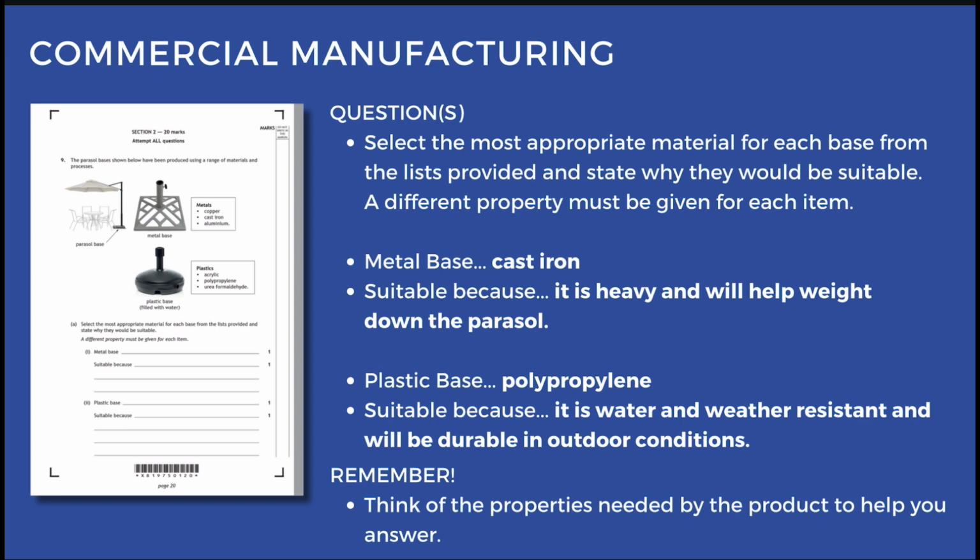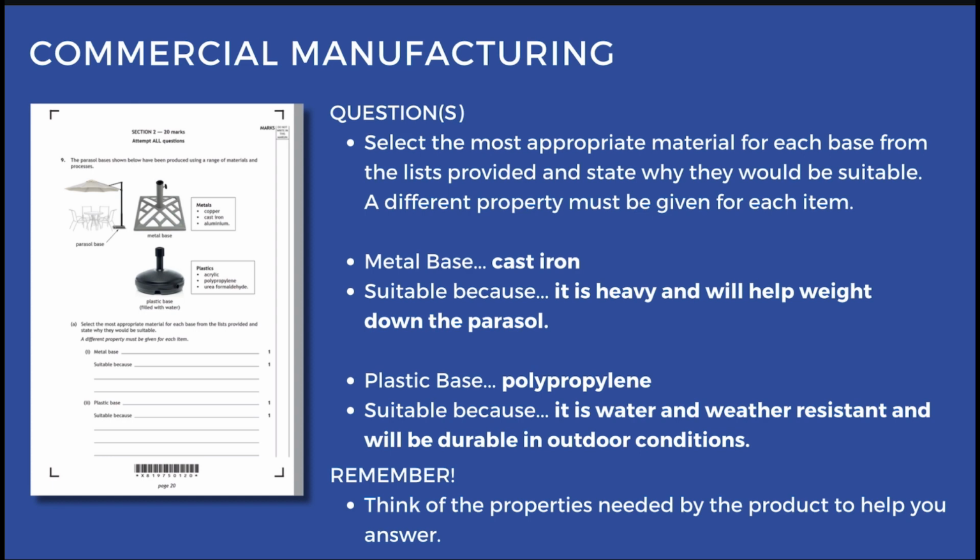Using these properties, we can start to look at the metal base, thinking first of all which one is the heaviest of the metals. Now copper, very expensive and very lightweight. Cast iron, inexpensive, easy to cast and very heavy. Aluminium, good strength to weight ratio, but again very light. So in this instance, cast iron would be the most appropriate choice. Now it's suitable because it's heavy and it will help weigh down the parasol.